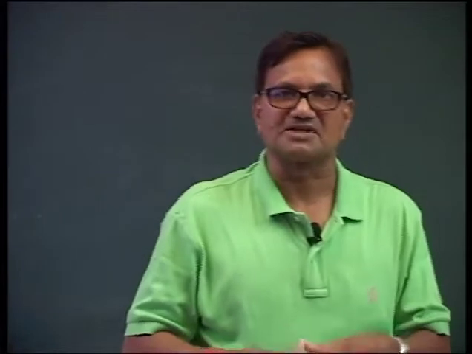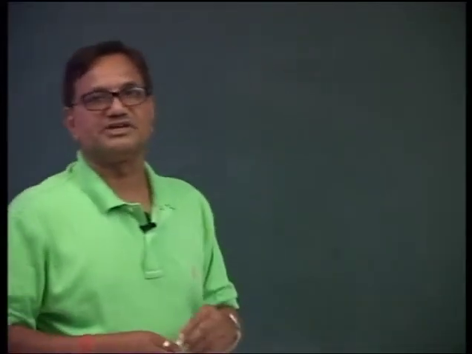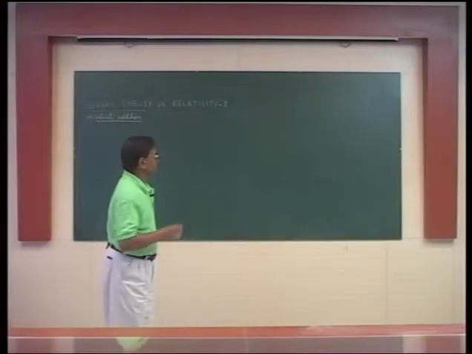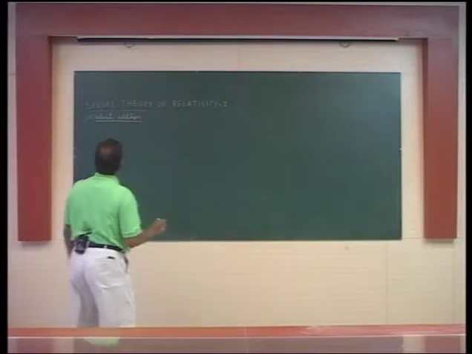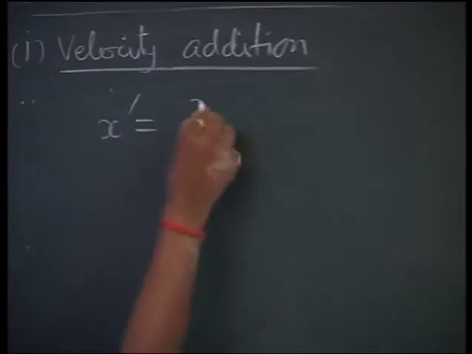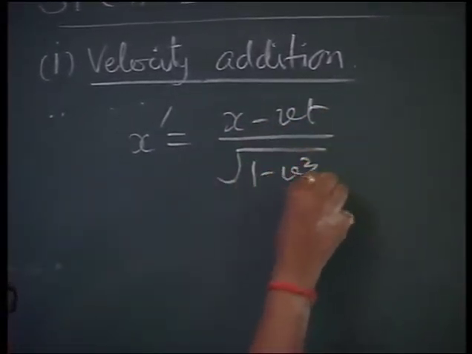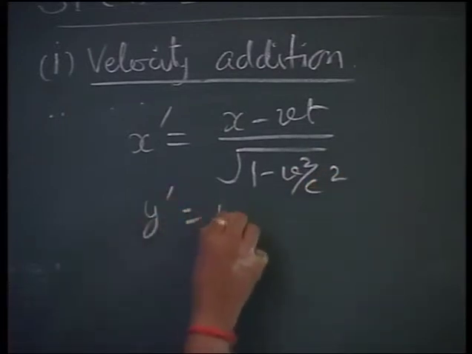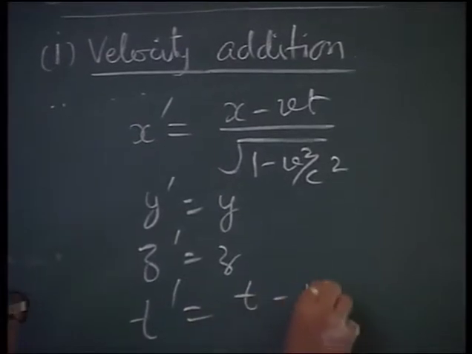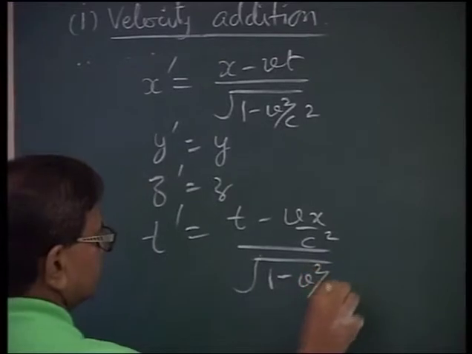Before we go to the mass energy relation, let us see how the classical law of velocity addition behaves. To find out the velocity addition, let us come to Lorentz transformations again. x dash is x minus vt upon under root 1 minus v square by c square. y dash is equal to y, z dash is equal to z, and t dash is equal to t minus vx upon c square upon under root 1 minus v square by c square.